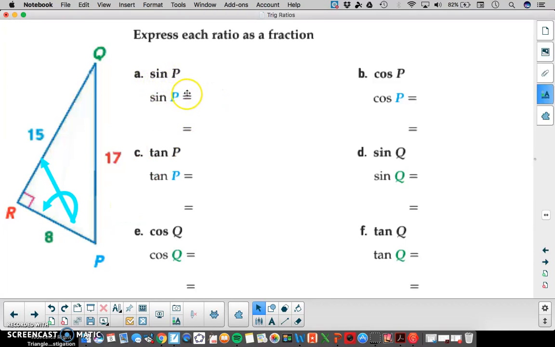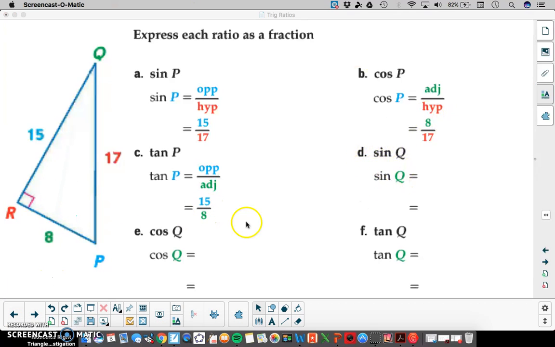So sine of P is opposite over hypotenuse. So the opposite is 15, the hypotenuse is 17. So 15 over 17 is the sine of angle P. Cosine of P is adjacent over hypotenuse. The adjacent leg is 8, and the hypotenuse is 17. The tangent of P is the opposite leg over the adjacent leg. That's 15 over 8.